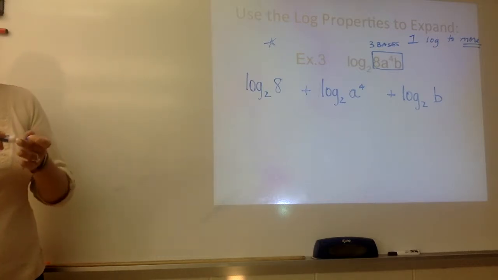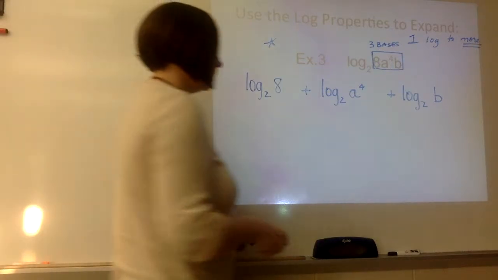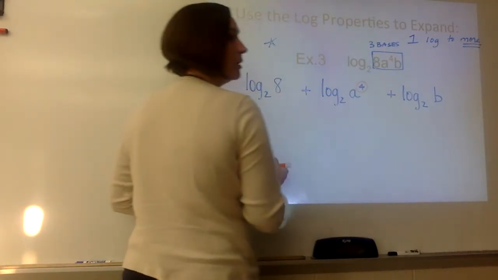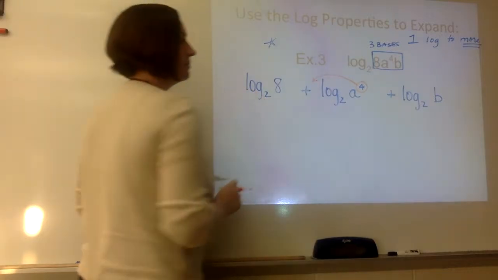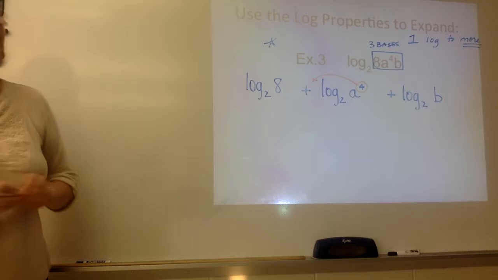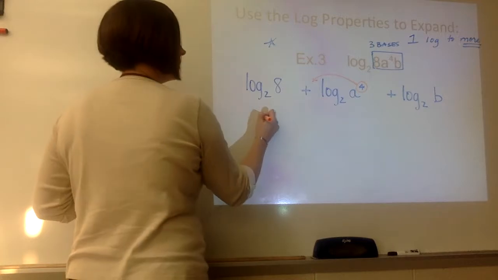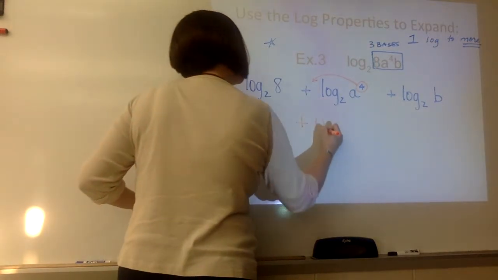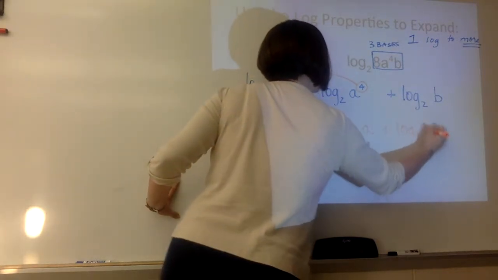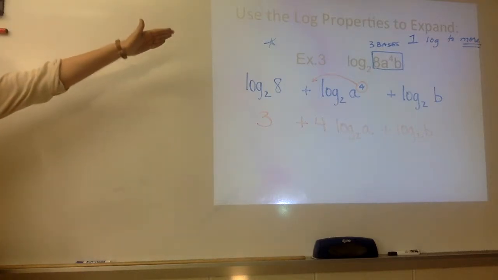Once I have done my expansion, I then need to apply my last property, which is the power rule. And the power rule says you're going to take anybody who still has an exponent in the answer spot and bring it out front. Can you simplify log base 2 of 8? Yes, what's log base 2 of 8? 3 plus 4 log base 2 of A plus log base 2 of B, and I'm done. Nothing else can be done with those. I've expanded from 1 log into 3.